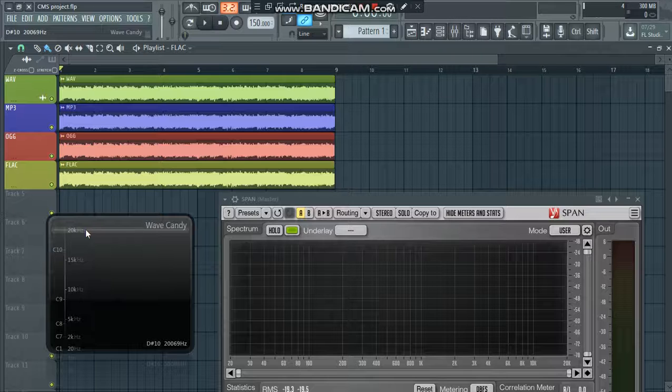And we couldn't hear the differences because we really can't discern if there's anything after the 20 kilohertz region, because that's beyond our scope of hearing.